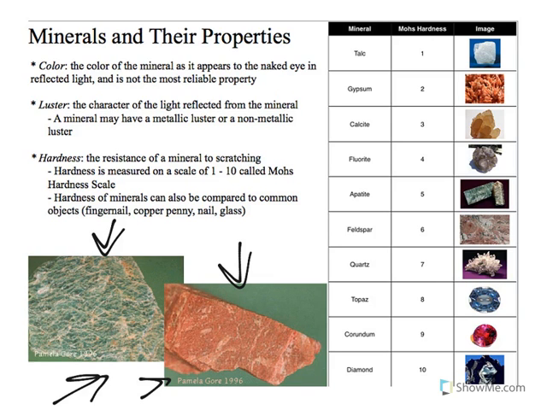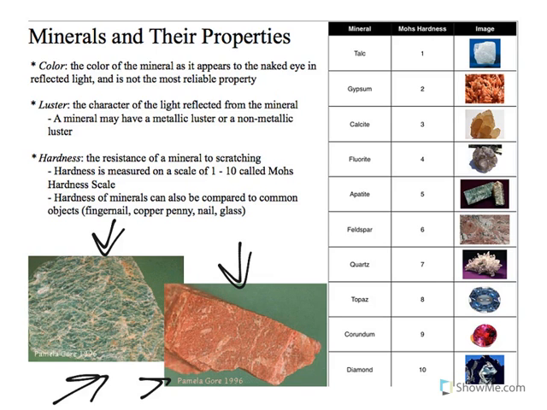I can also take a look at luster. Luster is the way a mineral reflects light. The way we look at luster is we break it down into two categories. We could have minerals that are either metallic or non-metallic. Of course, metallic means it's really shiny like a metal. It reflects light. And non-metallic means it's absorbing the light, letting the light through it. It's not reflecting it off.